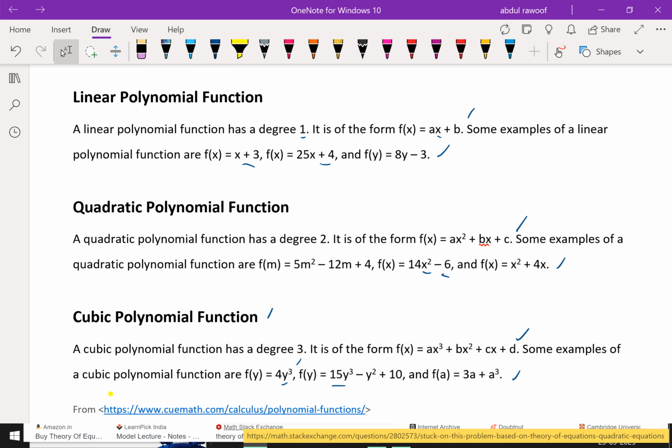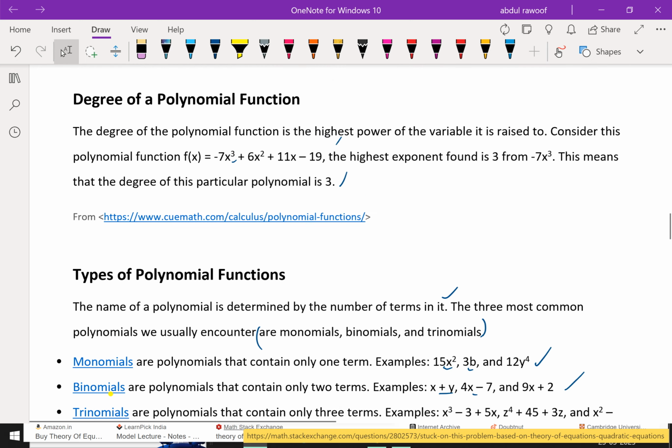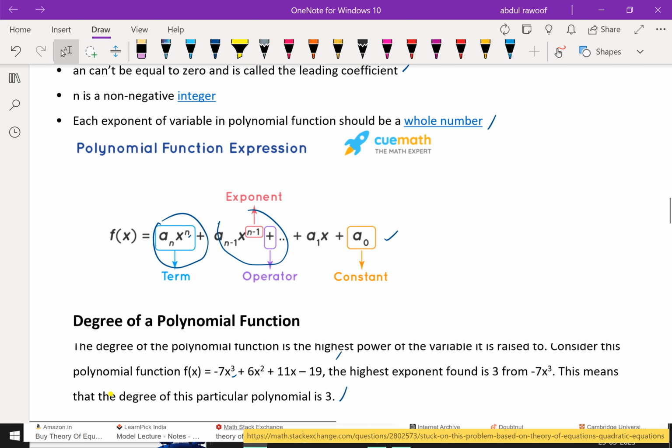So far, we discussed polynomials in the theory of equations. In that, we discussed about a polynomial.